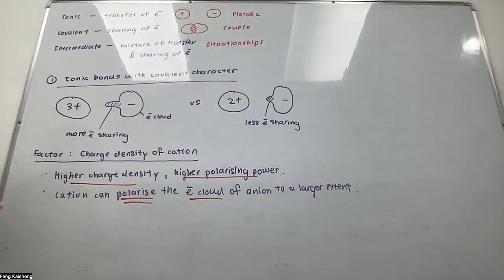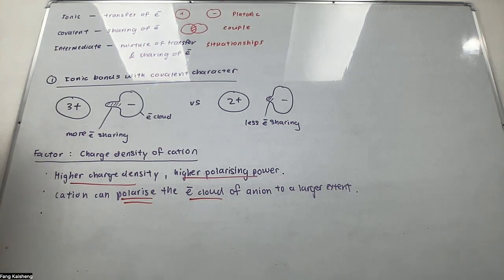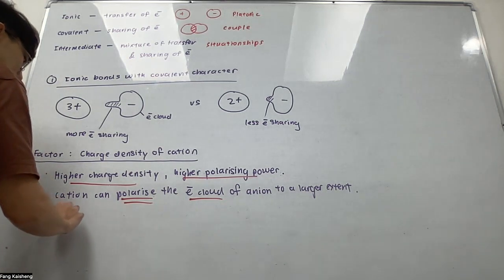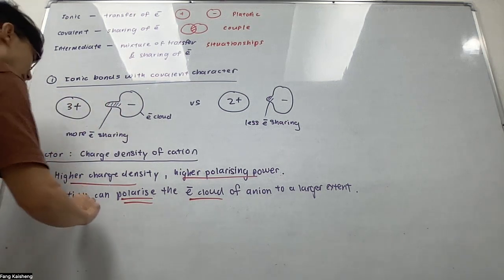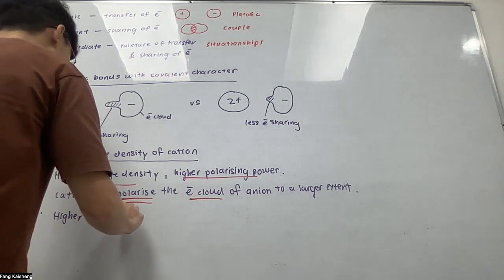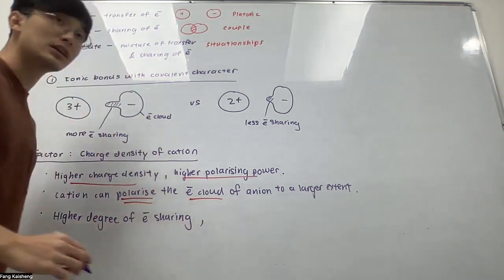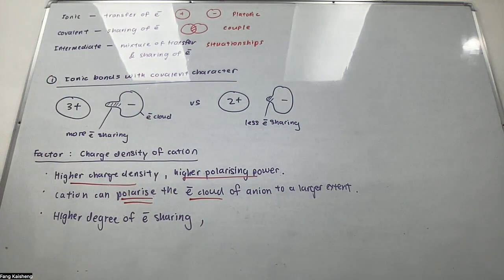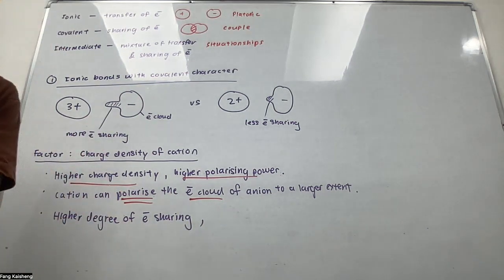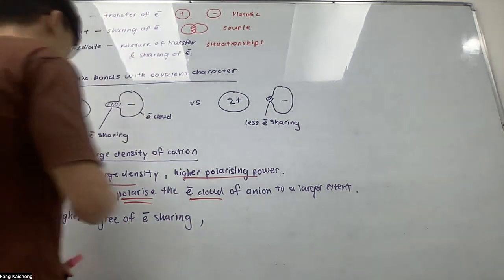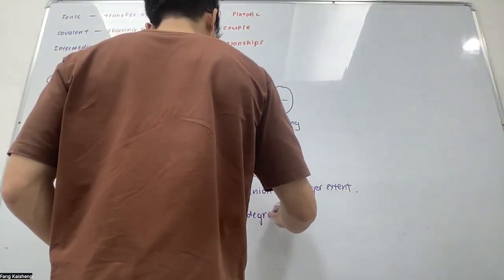And guys, if you can polarize the electron cloud to a larger extent, can I ask you, is there more sharing or less sharing of electrons? Look at the diagram. The more attractive it is, the more sharing there will be, right? So there's a higher degree of electron sharing. And guys, if there's more sharing, that means there's more what? More electron sharing leads to more covalent character because covalent is about sharing. So a higher degree of covalent character.